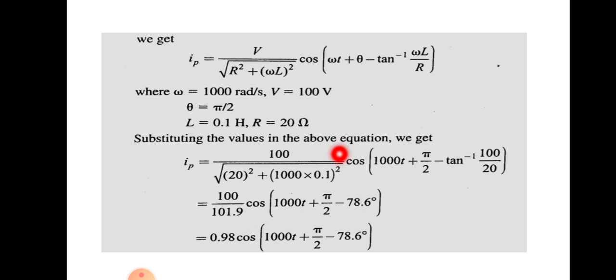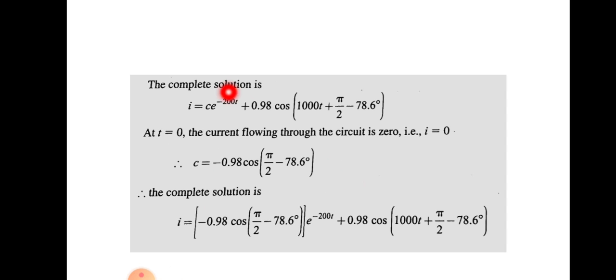So we have got the values of IP and IC. The complete solution of I will be equal to IC plus IP. IC is C into e raised to minus 200t and IP is this term. Here you know that there is an unknown quantity C. You have to find the value of C by applying the initial condition.